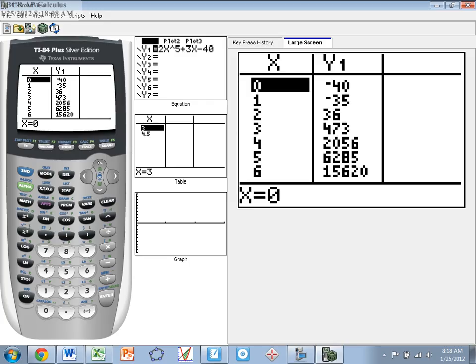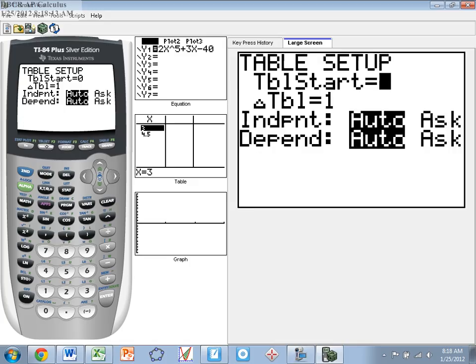So either I could change my settings and change my interval, and I can make my delta 0.5 so that it goes by 0.5s instead of 1s. It'll be like 0, 0.5, 1, 1.5, 2, 2.5. But I don't want to do all that work. So just change independent to ask. What this does is it enables you to ask a value of the independent variable. The independent variable is what variable again? X. So it enables you to plug in your own x value. Now go to your table.